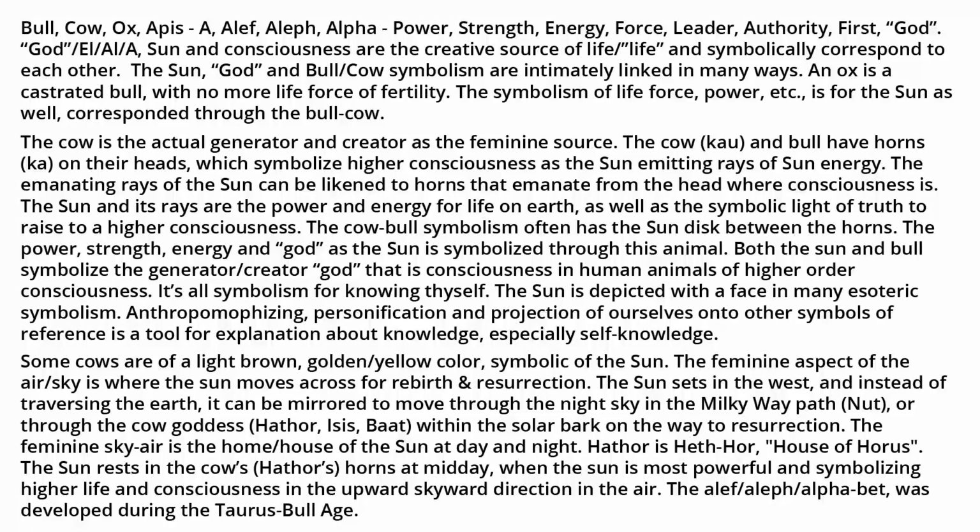So in the day it goes through the sky, the air, the feminine sky, heavens. And at night it goes through the sky, the air, the feminine heavens as well, through the stars, through the Milky Way as Nut, or as the great mother cow goddess, Hathor or Bat or others, and it goes through the cow and the solar bark through the cow. It's all the same symbolism, so that's why Hathor, the cow, is the house of Horus, because the sun travels through the cow, through Hathor, through the house of Horus.